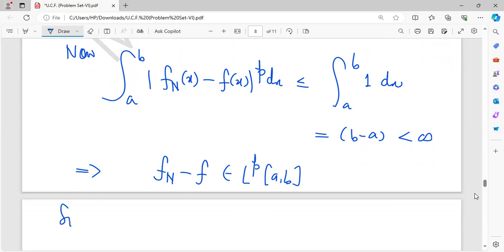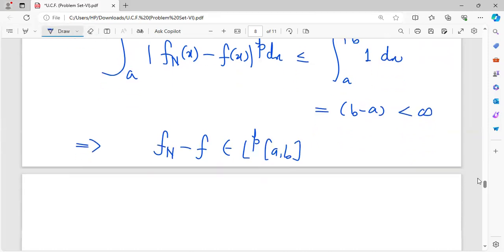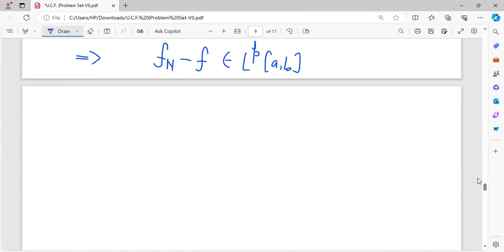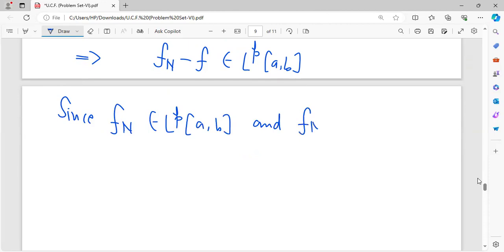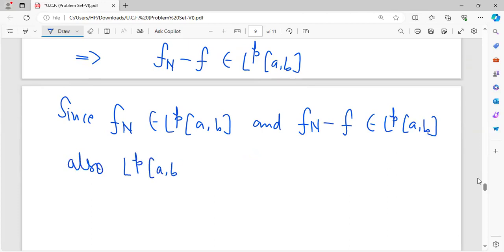Since Fn minus F belongs to LP. But now, since Fn belongs to LP of AB and Fn minus F belongs to LP of AB, also LP of AB is a vector space.